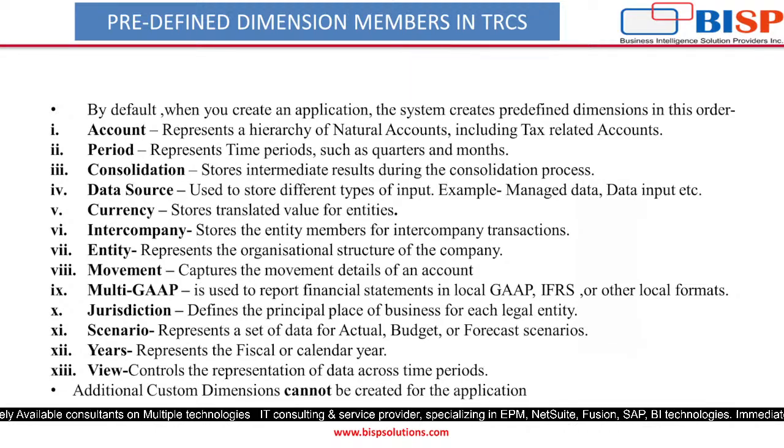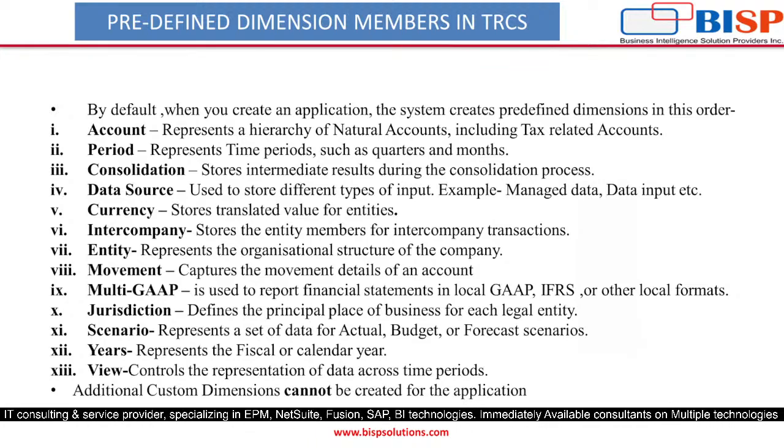It will represent the time period such as quarters and months. In this application, period will be denoted by P1 to P14. In other applications also you must have seen, like if we talk about FCCS, at the time of creating the application we have the 12-month period or 13-month period. So basically if we enable the 12 months, it will be from January to December, or any financial year from April to March.